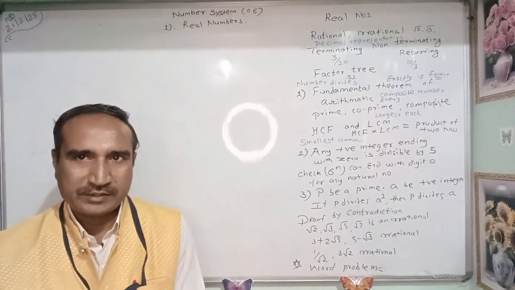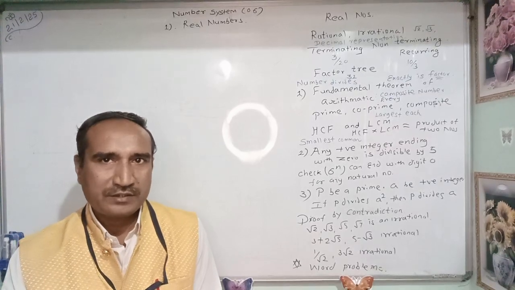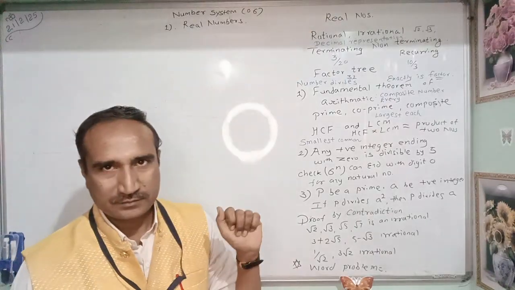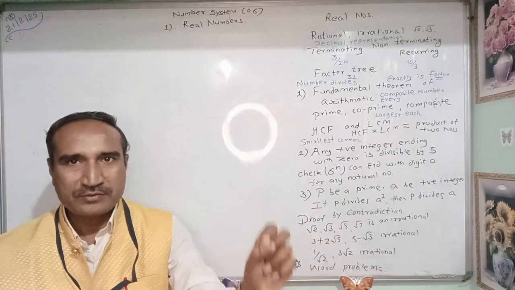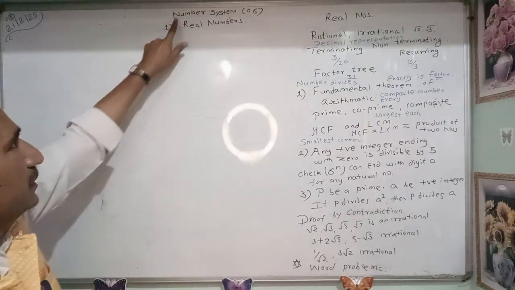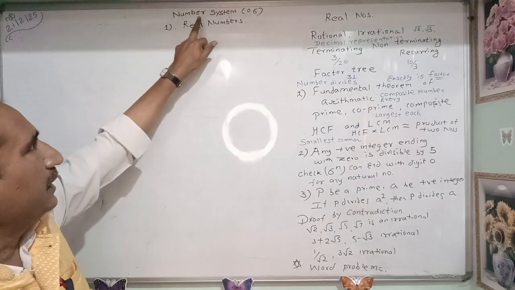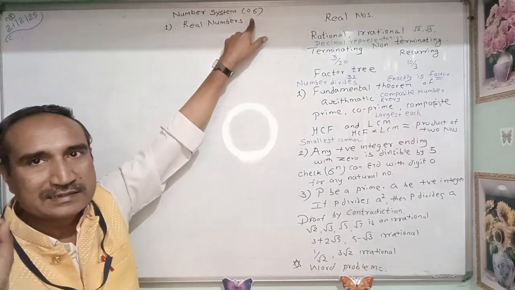Good morning, students. Today we are going to take a short revision of the complete chapter Real Numbers, Standard 10, CBSE Exam 2025. Number System is the name of the unit, and this chapter contributes 6 marks.